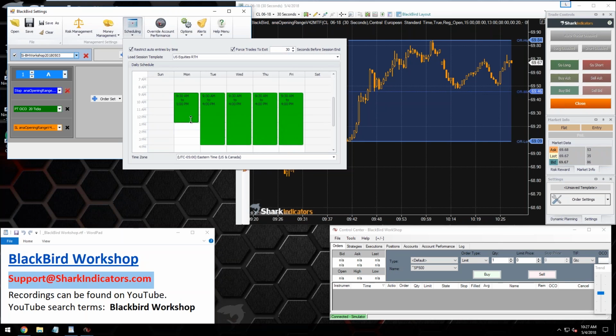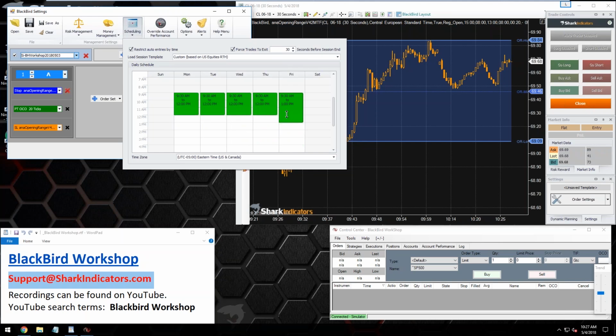Who knows? Hopefully we'll get a breakout signal before noontime, so I think that should be good enough. So basically, this will just make sure that there's no trading after noontime. And of course, adjust this for your time zone as well.